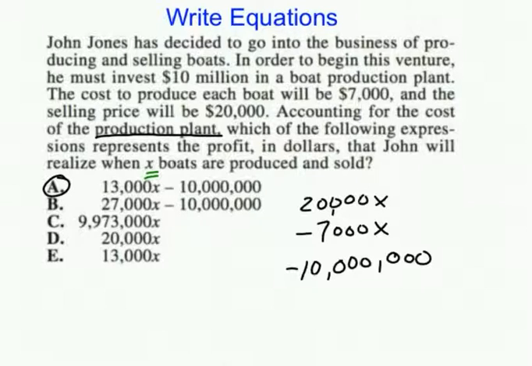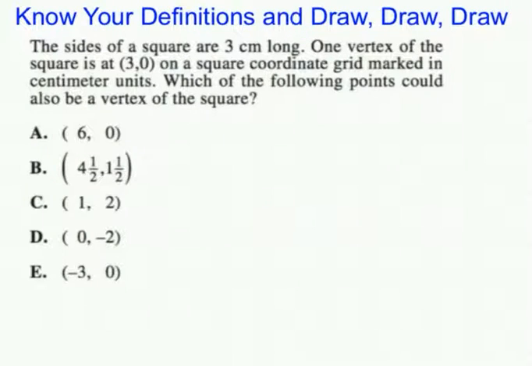So just make sure that you read carefully, make sure you read the stipulations. It was very possible it said not including the cost of the production plant, in which case my answer would have been E. So be very careful how you read it and what your variables are when you are writing your equation. All right, lastly is know your definitions and draw.